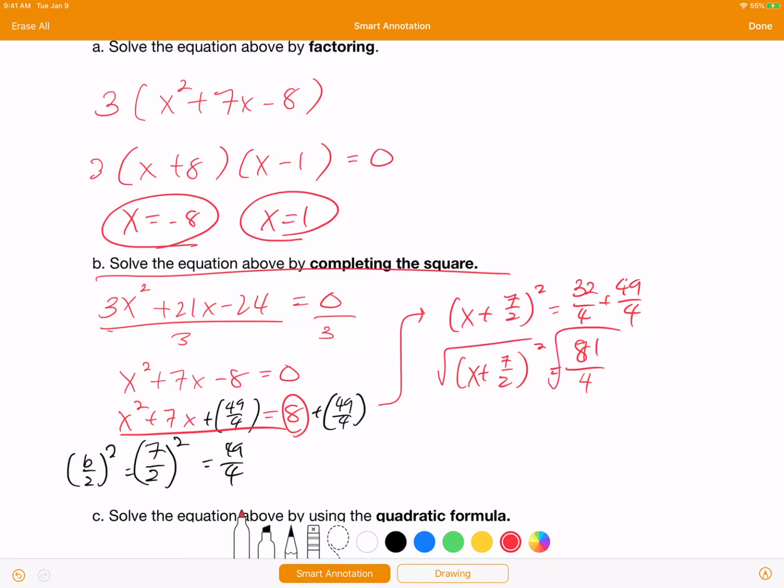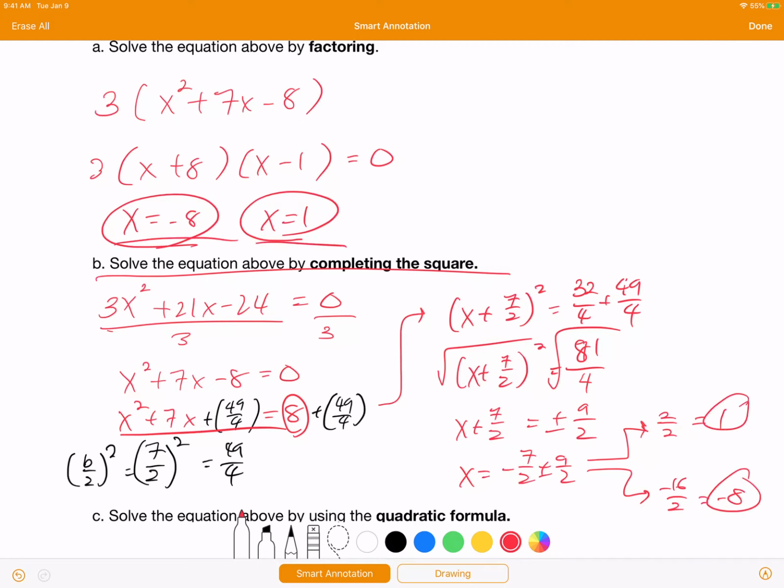Square root both sides of the equation. I get x plus 7 over 2 is equal to plus and minus 9 over 2. X equals negative 7 over 2 plus 9 over 2. And that would mean that I would get 2 solutions from this, which would be 2 over 2, and that would be negative 16 over 2. If you do negative 7 plus 9, negative 7 minus 9, which would be 1 and negative 8. So again, proving the point that I will get the same exact answers if I were to factor.